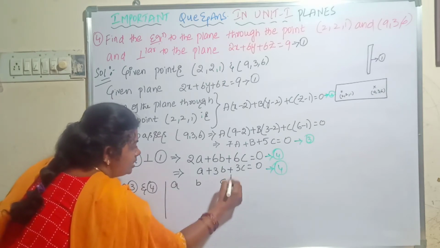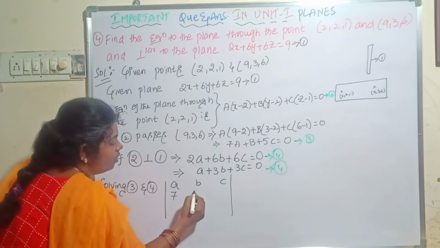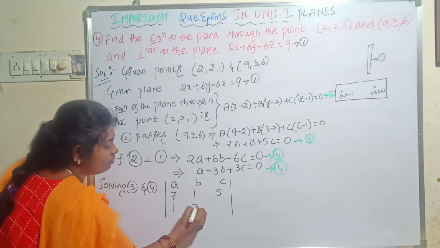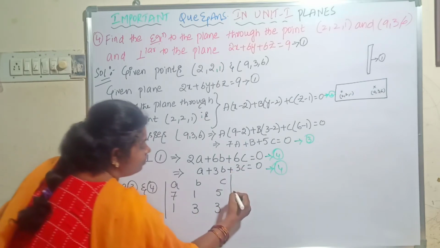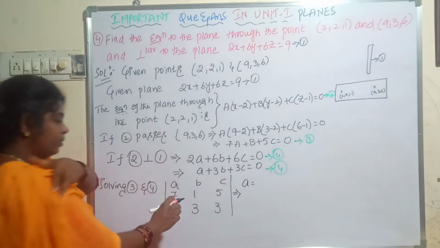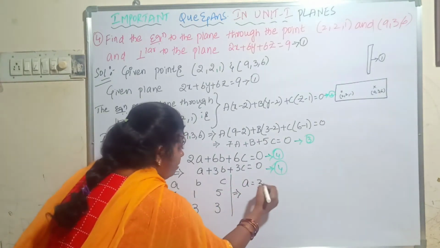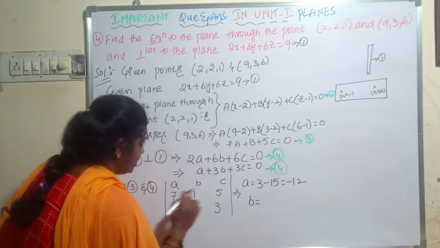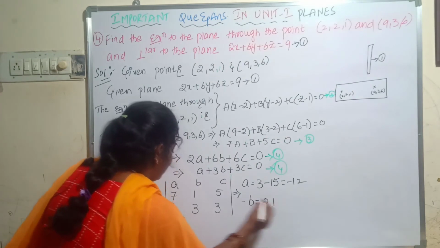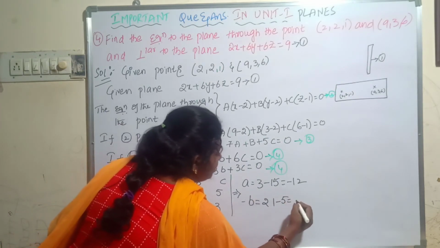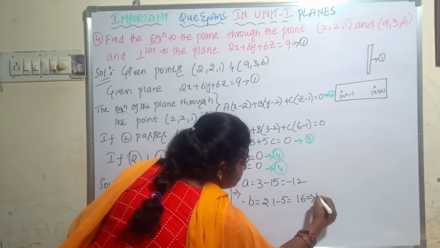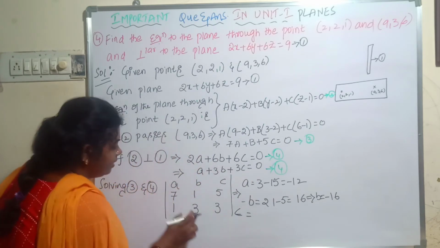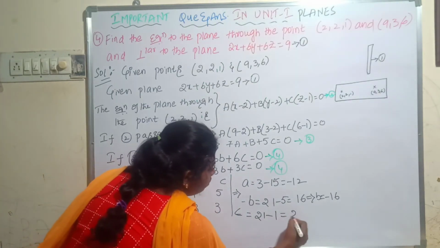For a, b, c values: coefficients of the third equation are 7, 1, 5; and of the fourth equation, coefficient of a is 1, coefficient of b is 3, coefficient of c is 3. That implies a is equal to ad minus bc, 1 into 3 is 3, minus 5 3s are 15, which is equal to minus 12. And minus b is equal to 7 3s are 21 minus 5, which is 16. That implies b is equal to minus 16. And c is equal to 7 3s are 21 minus 1, which is equal to 20.